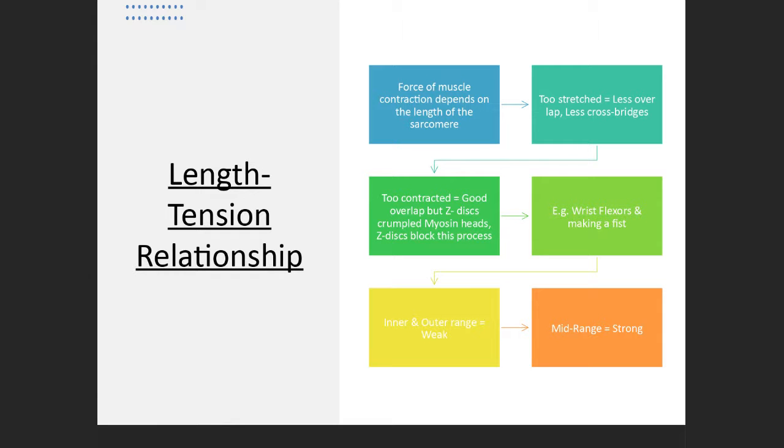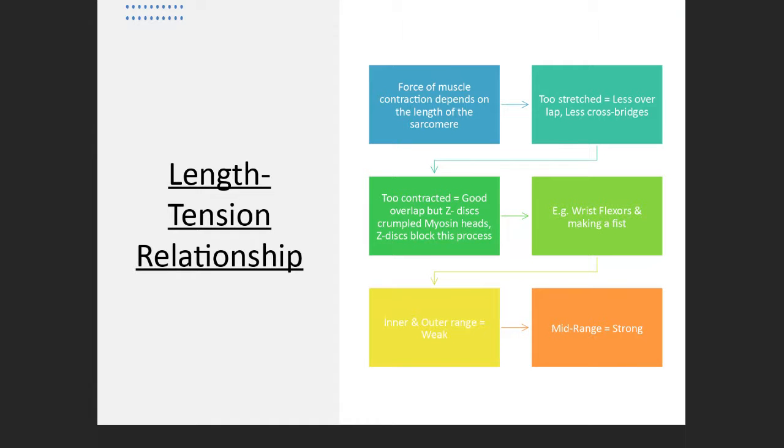You could also do this with the hamstrings. Now, if I go all the way in and resist myself pulling in, again, I'm not very strong. This is inner range biceps. The reason is that I'm too contracted, so there's too much overlap. The Z discs are now crumpling. Remember the Z discs? They're crumpling in on each other and blocking the process. I can't contract anymore because I've got all this crumpling here.